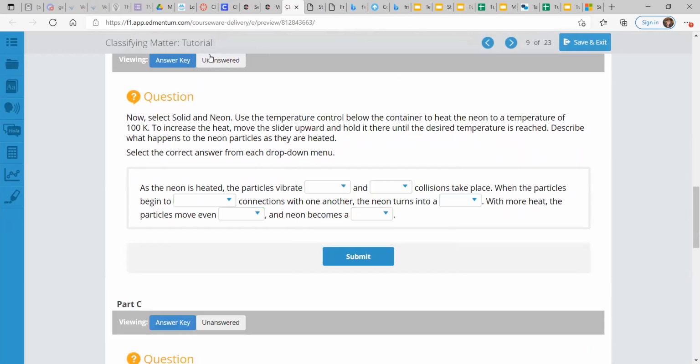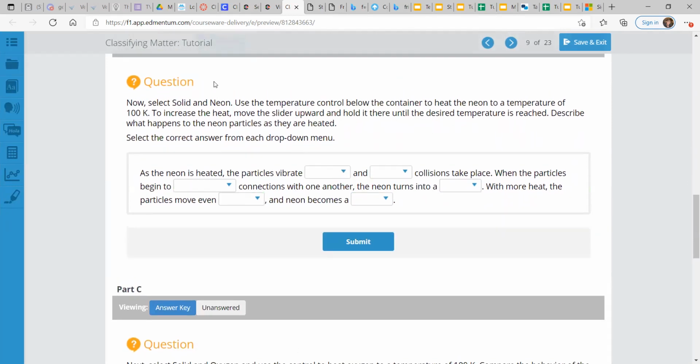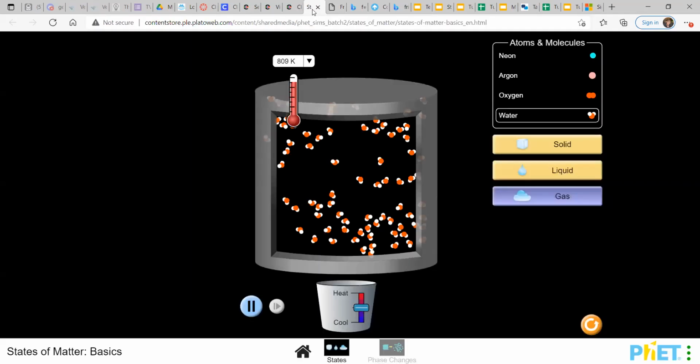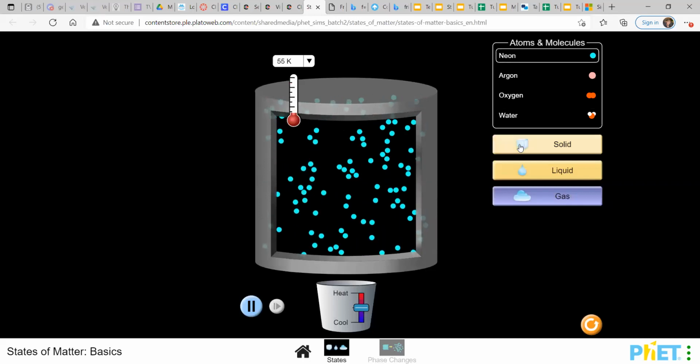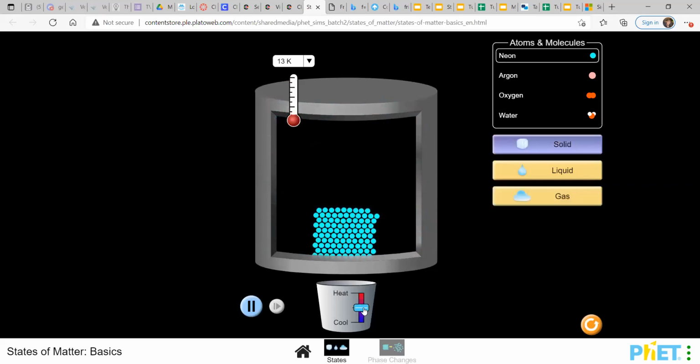Then we have this. Now we have specific instructions to follow. So select solid and neon, and then we're going to use the temperature control to heat the neon to a temperature of 100 Kelvin. To increase the heat, move the slider upward, hold it there until the desired temperature is reached. Describe what happens to the neon particles as they are heated. So neon, solid. We're going to heat it up.